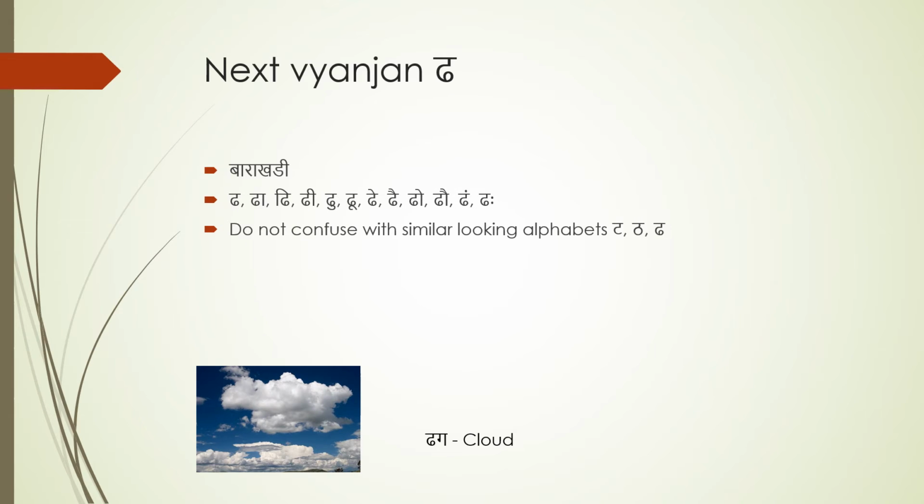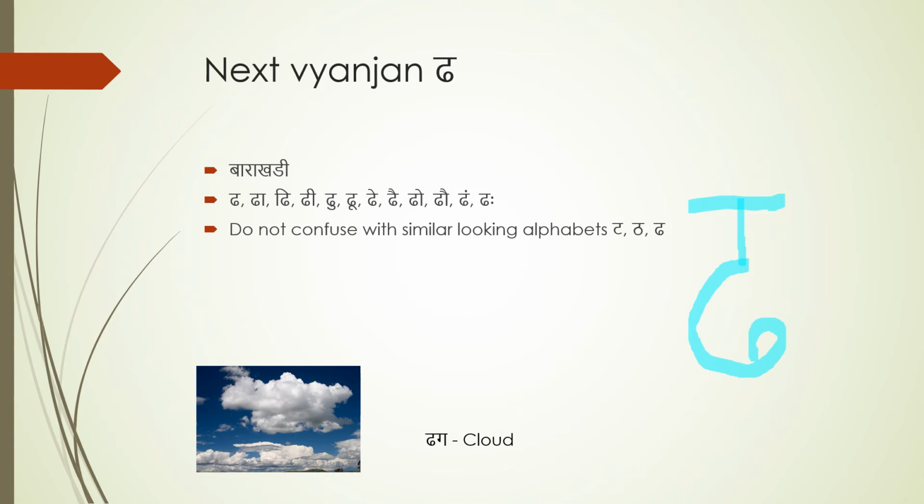And then comes Dh. Dh is similar to T, so it's a standing line, a C hanging from it, but with a small circle at the end of that C. That makes it a Dh. Barakhadi for Dh is Dh, Dha, Di, Dhi, Du, Dhu, De, Dhai, Dho, Dhau, Dham, Dhah.